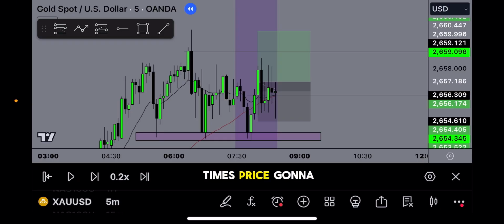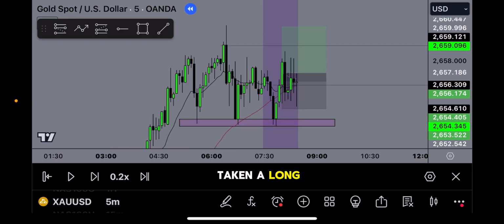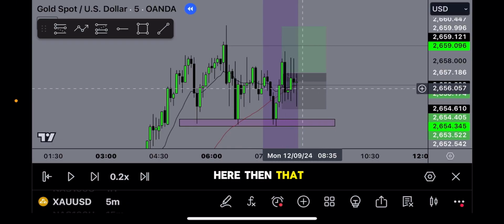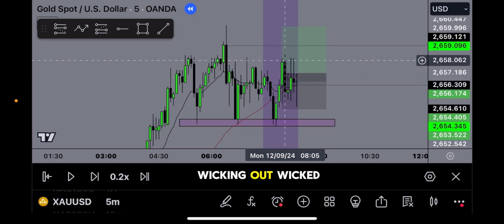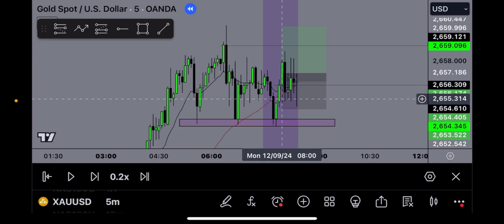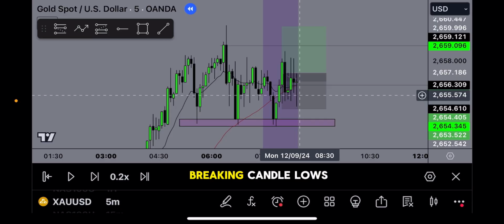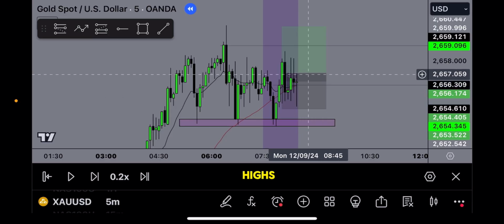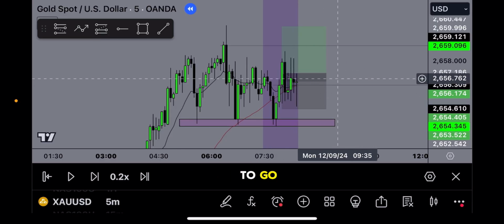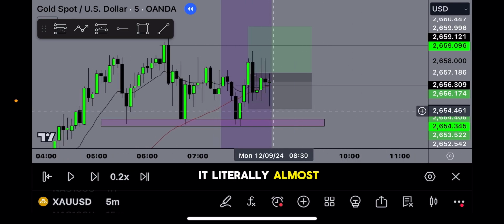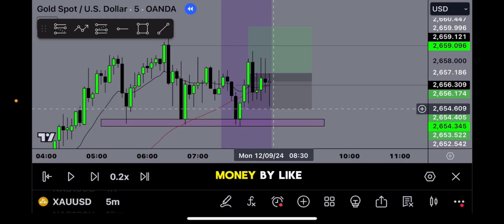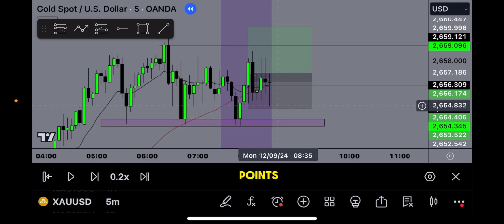See, at times, if price is taking a long time to hit your take profit, like it's doing here, then that trade might be a loser. Price is consolidating, wicking out, wicking to go to the upside, wicking to go to the downside, breaking candle lows and breaking candle highs. So price is uncertain where it wants to go, right? And right here, it literally almost hit my stop loss and took my money by like 1 or 2 points.